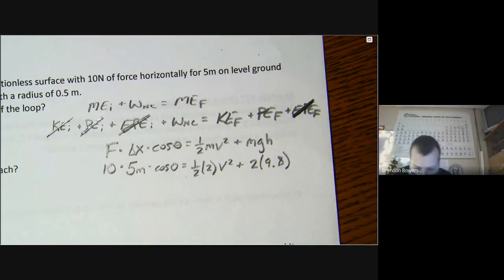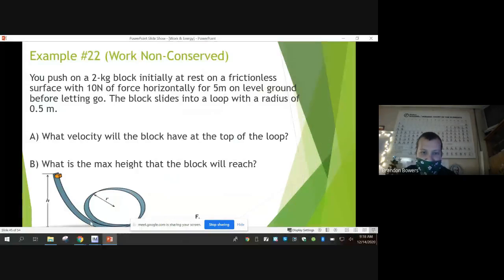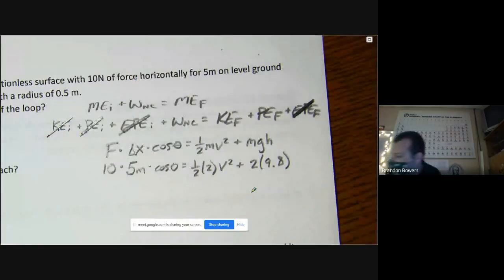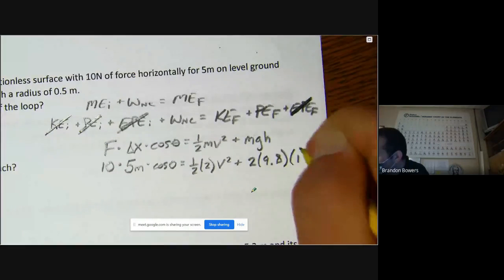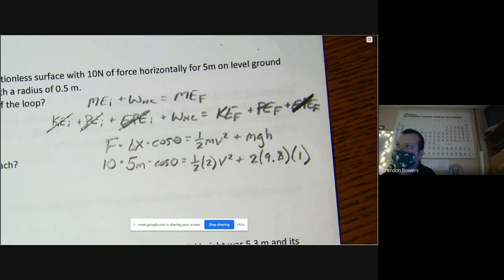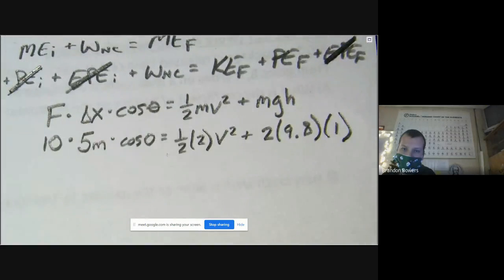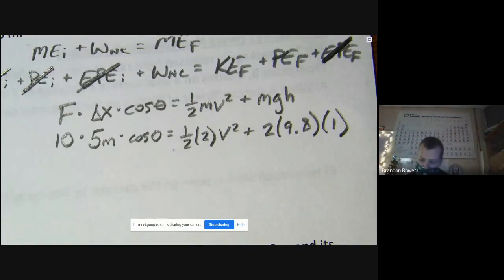Okay? So if the radius is 0.5, let me go back to our slide. If our radius is 0.5, what is the height of the loop? 1. Should we be able to solve for v squared? Plug it all in. Hopefully. Let me know what you get.